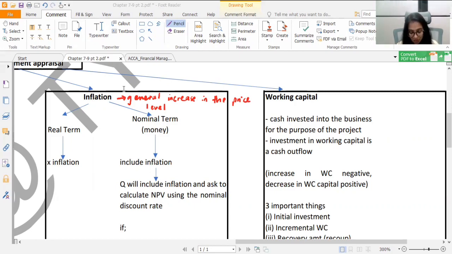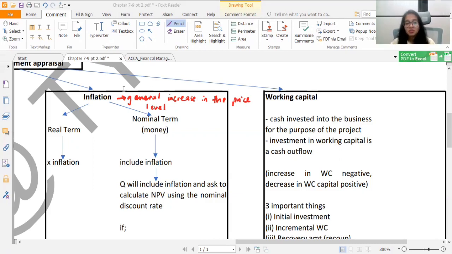However, as part of your syllabus requirement in the FM paper, you are required to know how to calculate the inflation level. The percentages will always be given to you. What you should do is be able to incorporate inflation into your calculation. So how do you do that? What is the step or approach that you take to incorporate these values into your calculation?